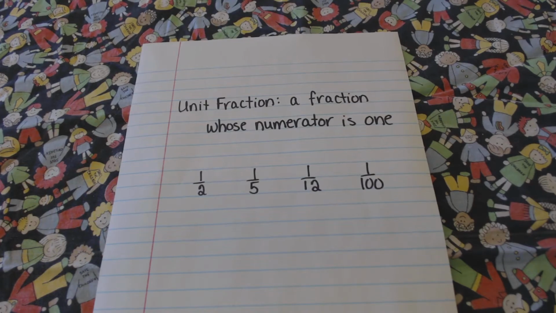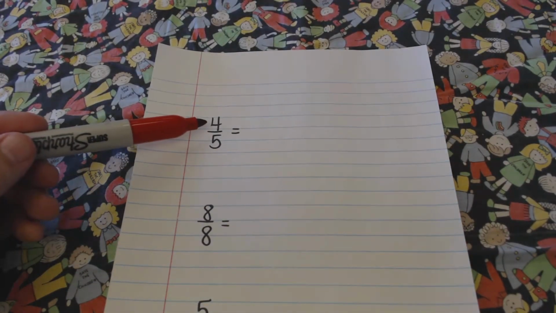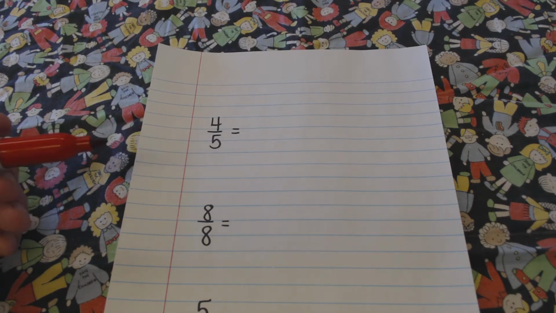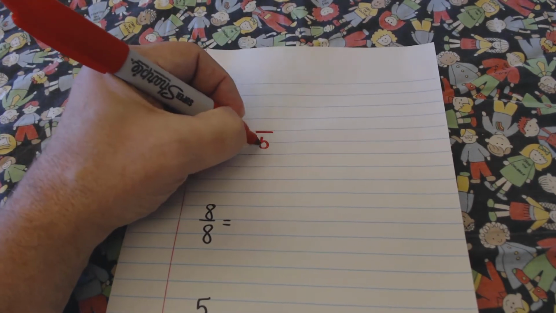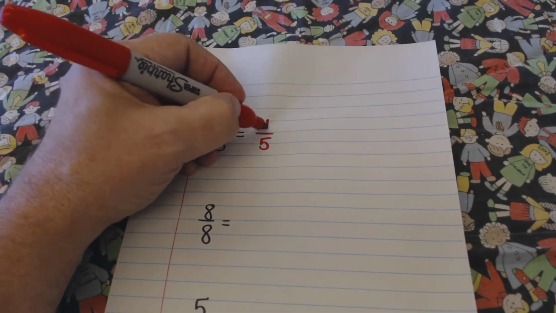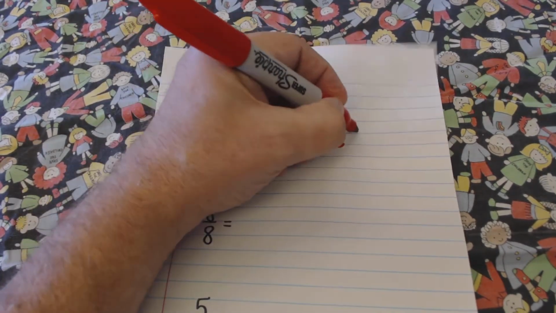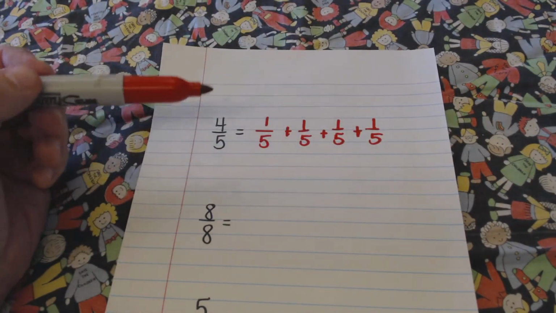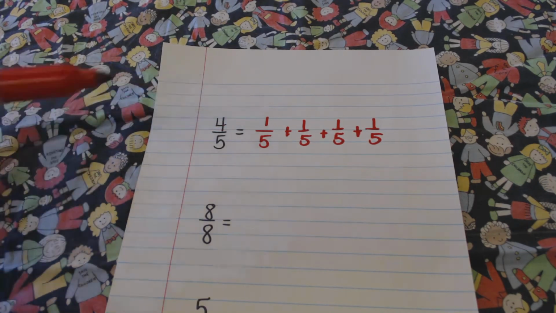Those are unit fractions. Some of the work the boys and girls will be doing will ask for a sum, such as 4/5, to be a sum of unit fractions. And if we need to use only unit fractions, well, in this case, since we're dealing with fifths, all of our denominators will be fifths. So this would be 1/5 plus 1/5 plus 1/5 plus 1/5, which equals 4/5. This would be a sum of unit fractions.